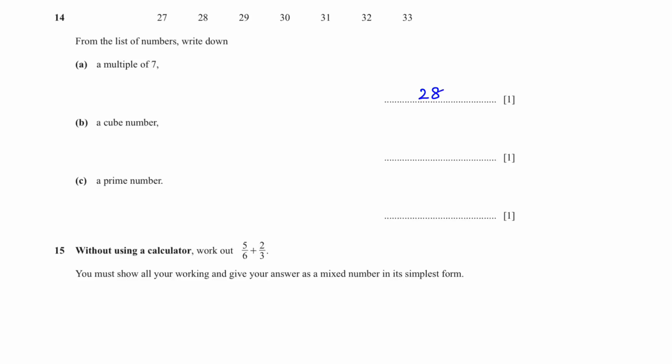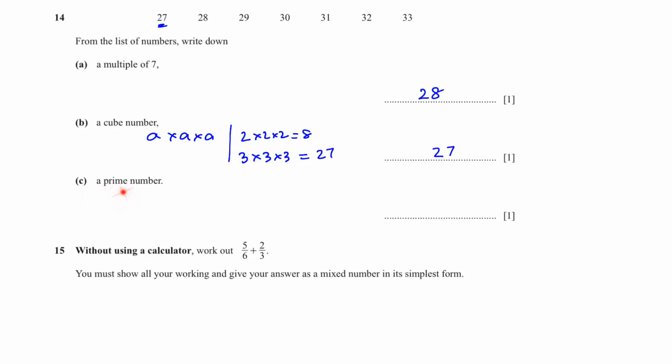The next one is a cube number. A cube number is when you multiply the number by itself 3 times. So a cube number will be like a multiplied by a multiplied by a. And you can check each number. You can start with 2 multiplied by 2 multiplied by 2. That will give you 8. It is not in our list. Then try 3. 3 multiplied by 3 multiplied by 3. That is 27, which is in our list here.